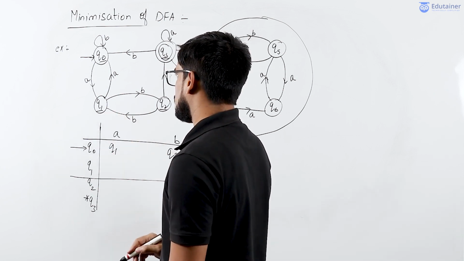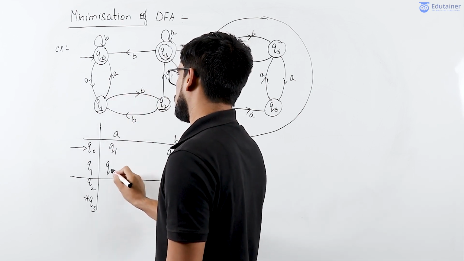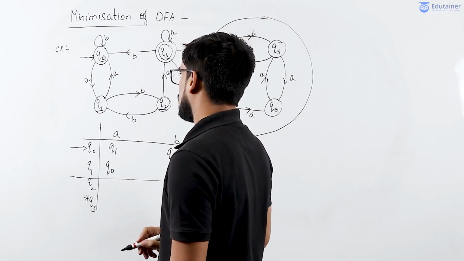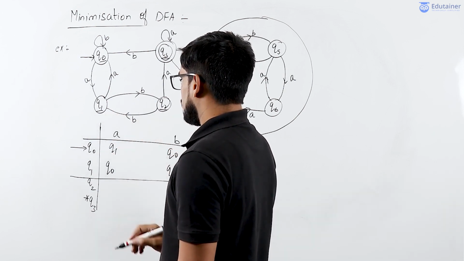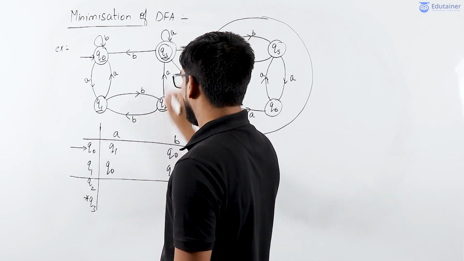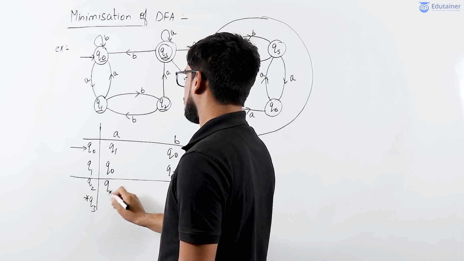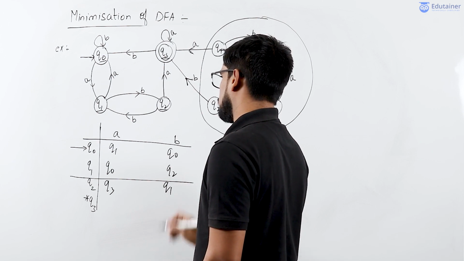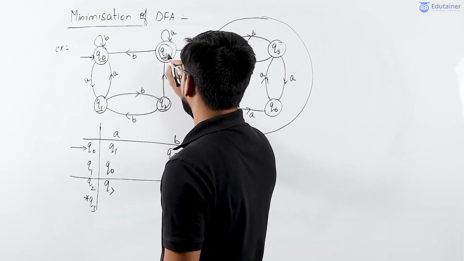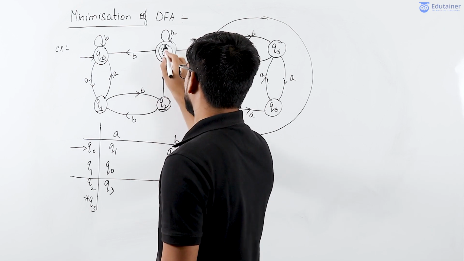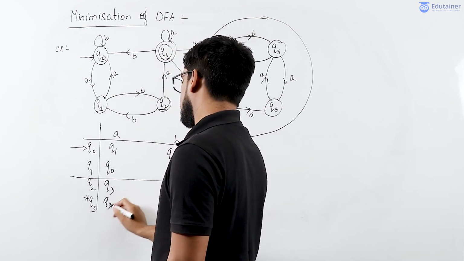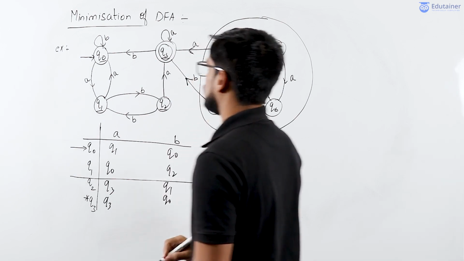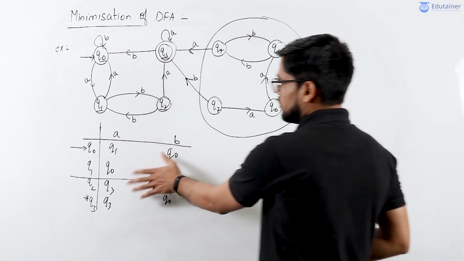Similarly, Q1 on small a will go to Q0, and on small b it will go to Q2. Q2 on small a will go to state Q3, and on small b it will go to state Q1. Similarly, on Q3 state, on small a you will go to Q3 itself, and on small b you will go to Q0. Okay, so this is the transition table.